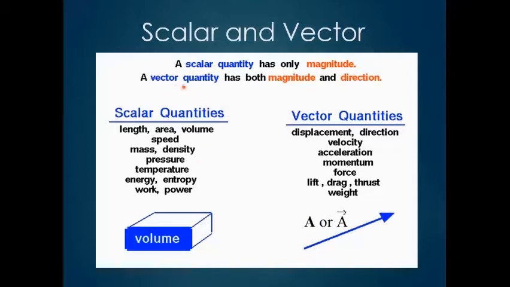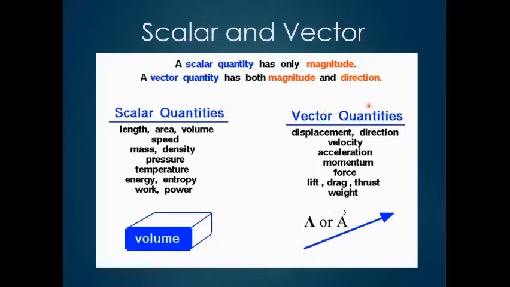And then second one, we have a vector quantity. Vector quantity is a quantity that has both magnitude and direction. For example, displacement, direction, velocity, acceleration. So semua ni adalah vector quantity.